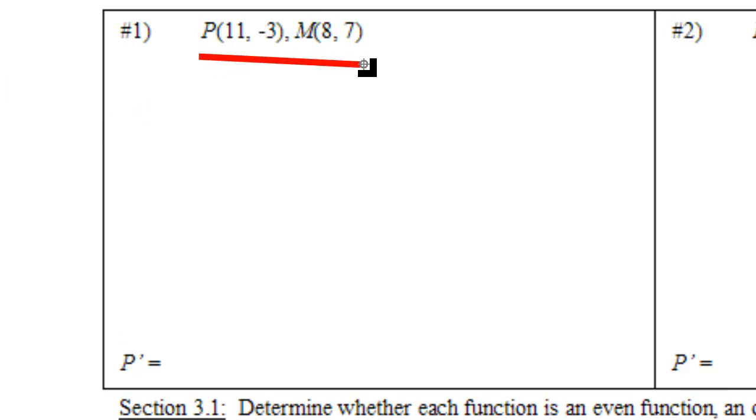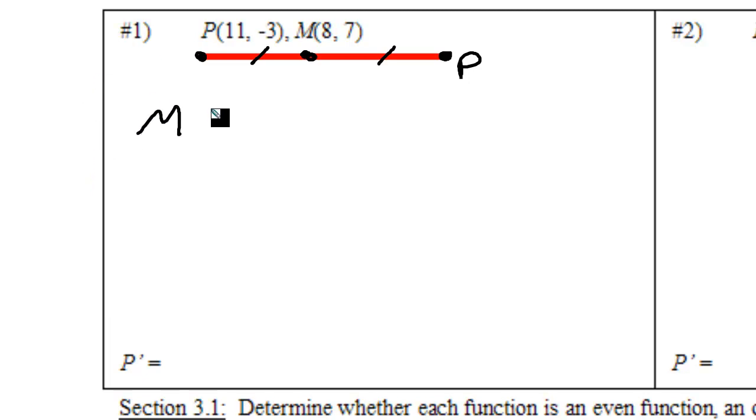So what I would suggest, just to get your orientation, is draw a segment. Here's where P is, here's where M is, and then here's where P prime is. These are supposed to be the same length. Midpoint formula: take the average of your x values, followed by the average of your y values.